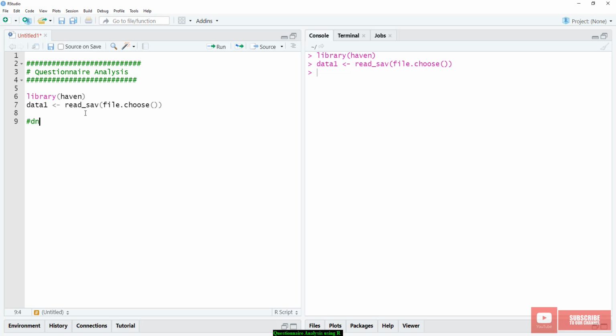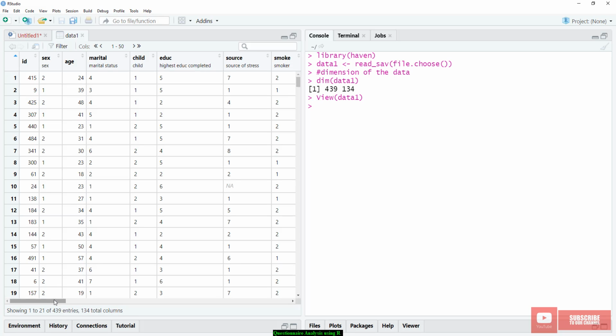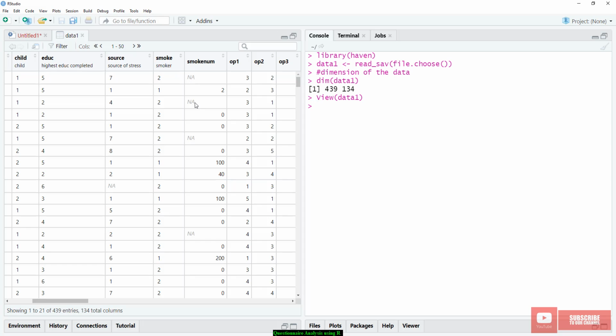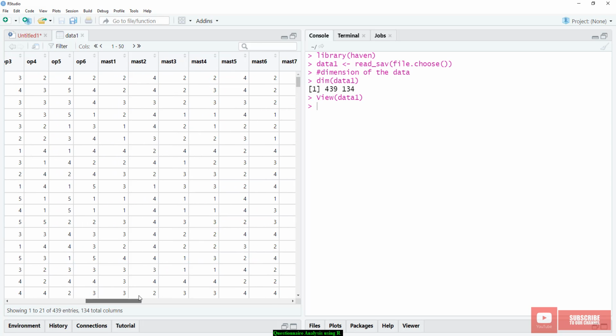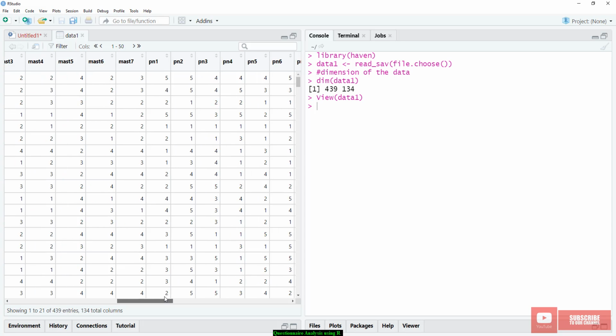What next kita nak tengok dimension of the data. So kita tengok dimension data 1. So we know that we have 439 observations with 134 variables. Right. So let's look at the view of the data lah. Kita tengok data tu macam mana. So this is a data set, and notice that we have a missing value here, and then this is the optimism scale, OP1 until OP6, the mastery scale, right, and so on.